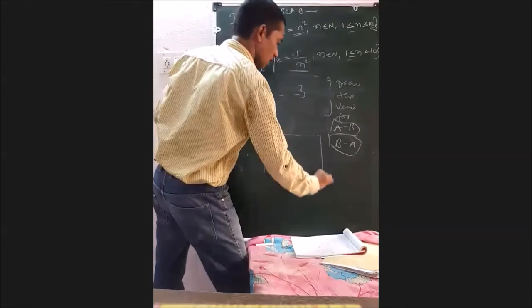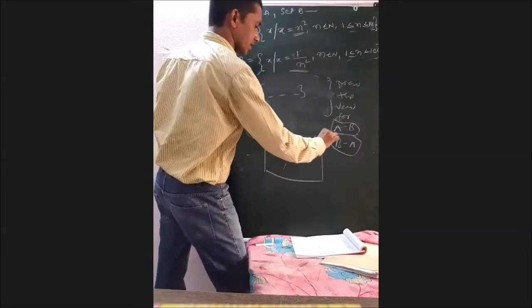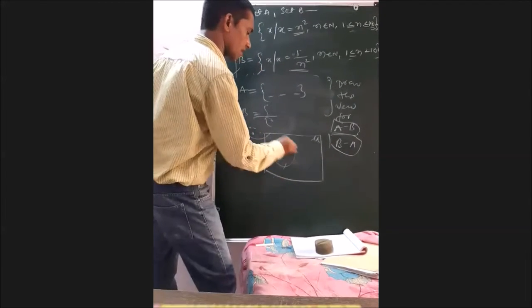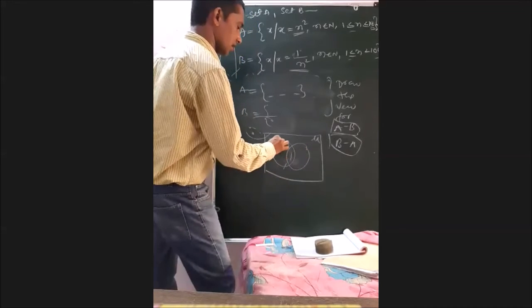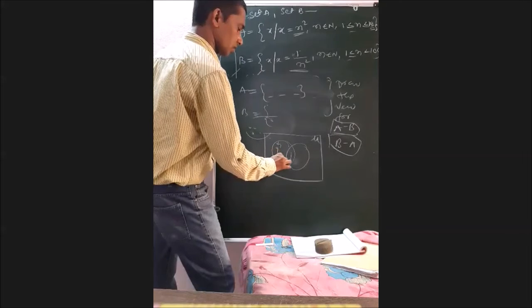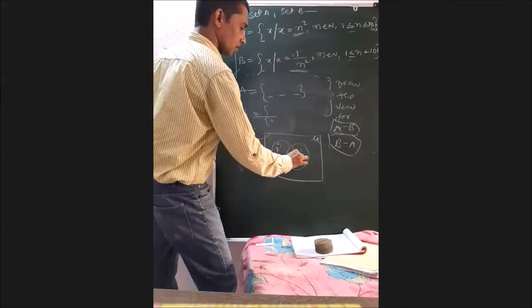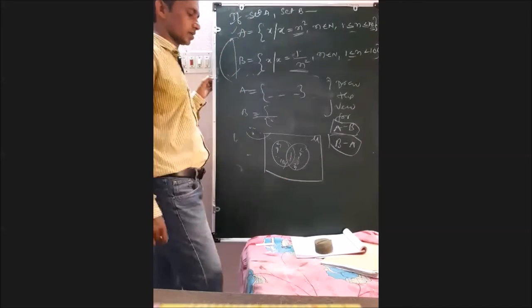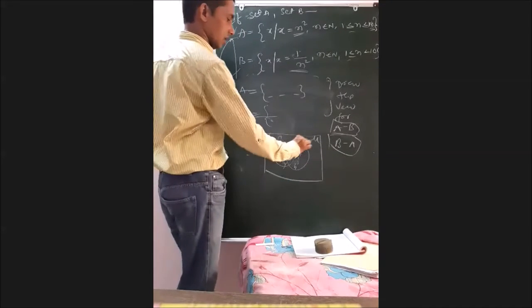While drawing the Venn diagram, take a universal set here. Then after, what is A, you have to write. What is B, right? Here 1, here I can take 4, 9 up to 100. Here 1 by 4, 1 by 9, like this up to 1 by 81. So here A, here B, you have to indicate.